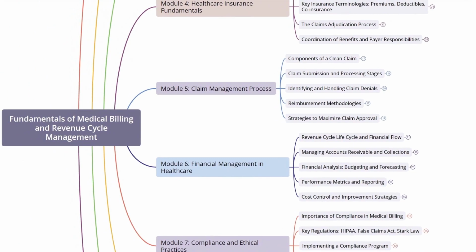Together, these modules provide a comprehensive framework for mastering the complexities of claim management and financial stewardship in healthcare. They empower professionals to reduce claim rejections, accelerate reimbursements, and make informed financial decisions that support organizational growth.